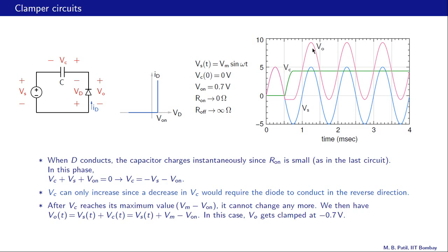So instead of reaching 10 volts, Vo reaches now 10 minus 0.7. So that is Vs of t plus 5 minus 0.7. So Vs of t plus 4.3, and since Vs of t has a maximum value of 5, we have 5 plus 4.3, which is 9.3 volts. And in this case, Vo gets clamped at minus 0.7 volts, as we can see in this plot here. So the lowest value of Vo in the earlier case was 0 volts, and now it is minus V on, which is minus 0.7 volts.